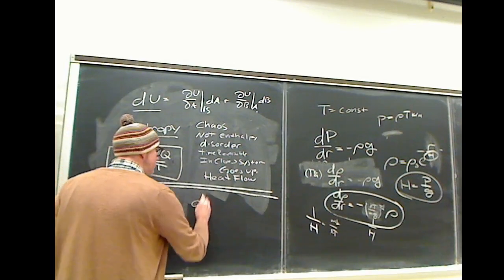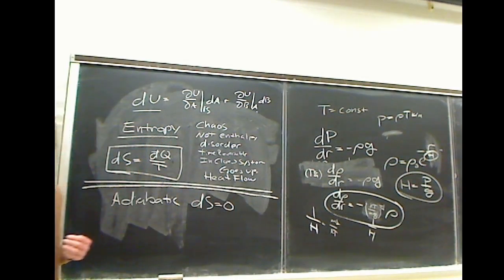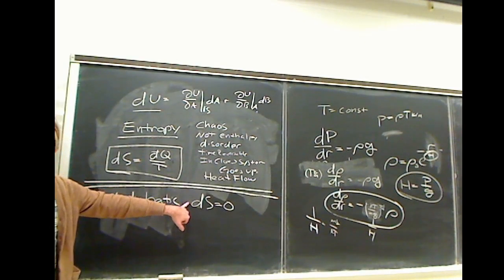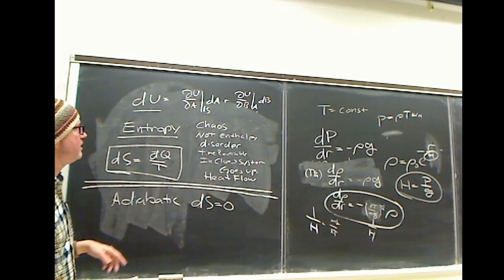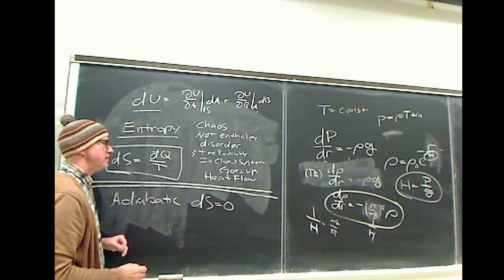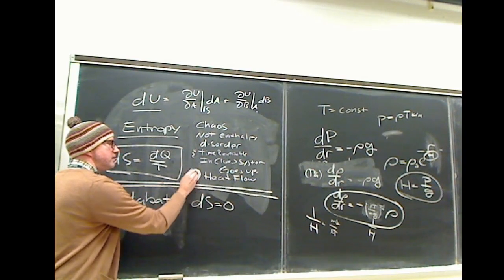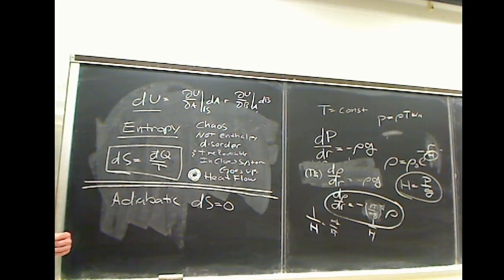Adiabatic means dS equals 0. This is a tiny little change in S. You never write down S as an actual quantity, even though it's a state variable. It's a weird thing. The only thing you ever care about is the change in entropy, because the absolute value of entropy doesn't matter a whole lot. So in an adiabatic process, the change in entropy is 0. What does that mean? That means the chaos and the disorder stay the same. That means it's time reversible. It also means there's no heat flow. So it means all of these things.